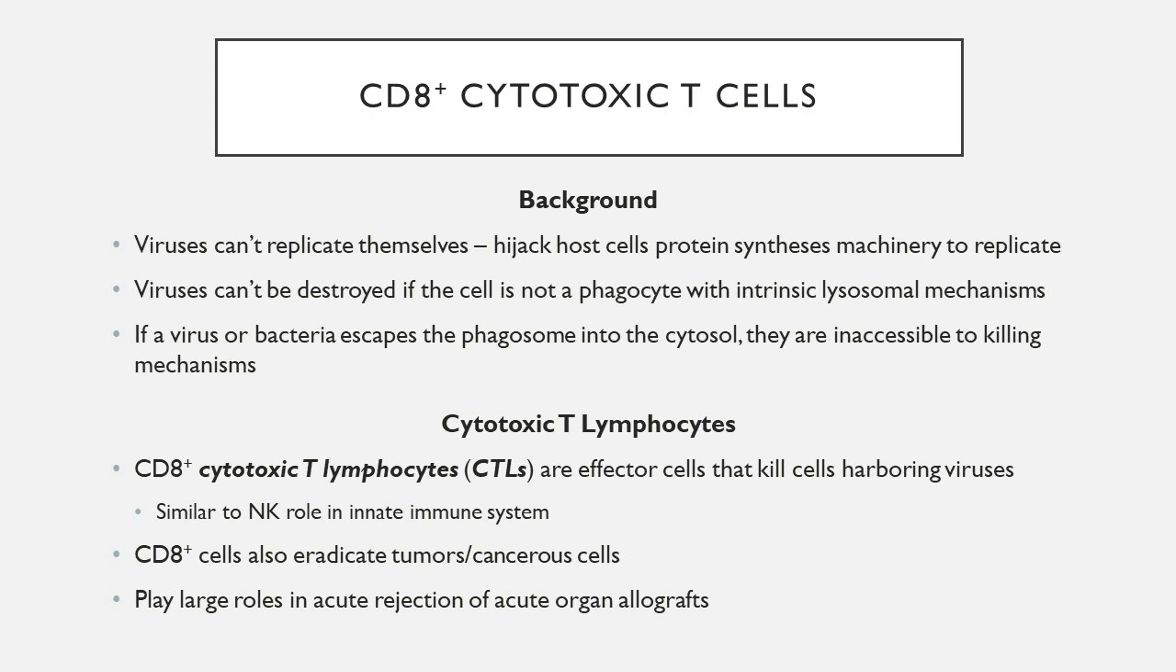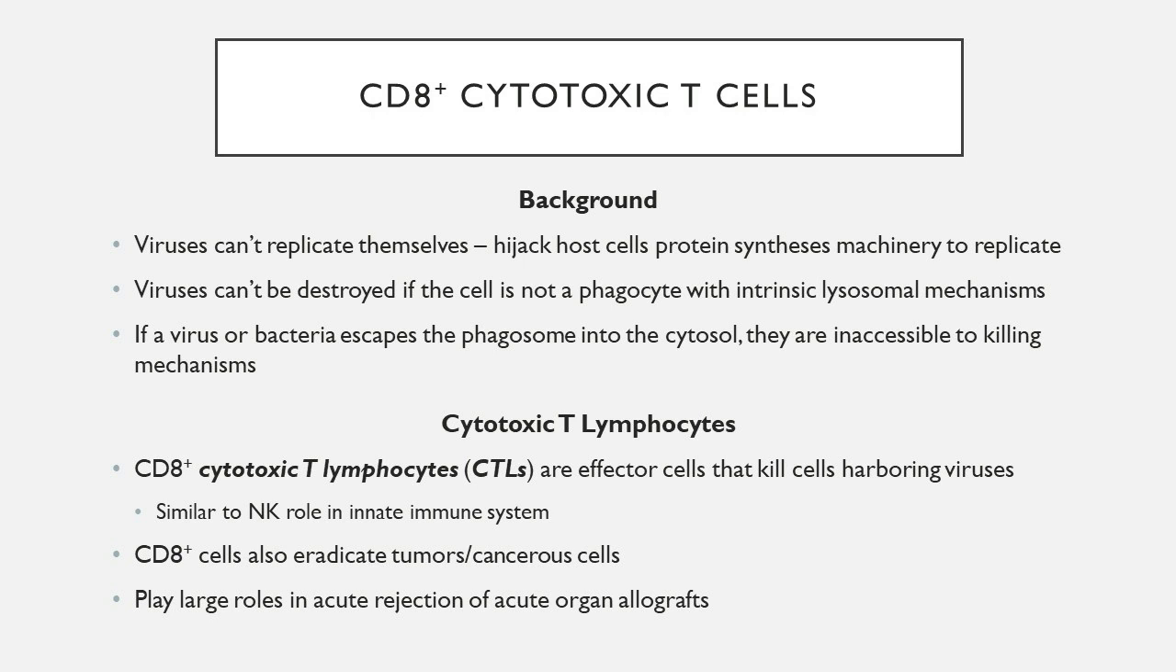Viruses can't be destroyed if a cell is not a phagocyte with intrinsic lysosomal mechanisms. Furthermore, a lot of viruses or bacteria can escape phagosomes and enter the cytosol anyway, so it could be that the phagocyte is itself incapable of killing a virus. This is what necessitates cytotoxic T lymphocytes, which is also a name for CD8 plus cells. These are the effector cells that don't kill viruses directly, but kill the cells harboring viruses. They share a lot of similar traits and roles with natural killer cells in the innate immune system.